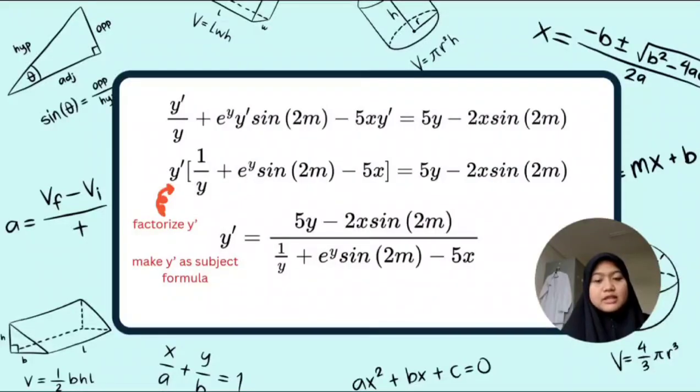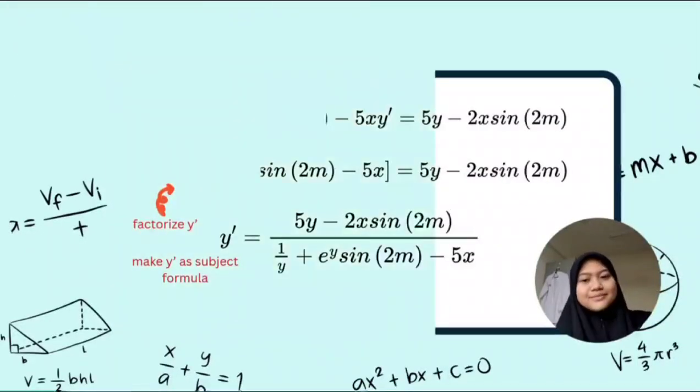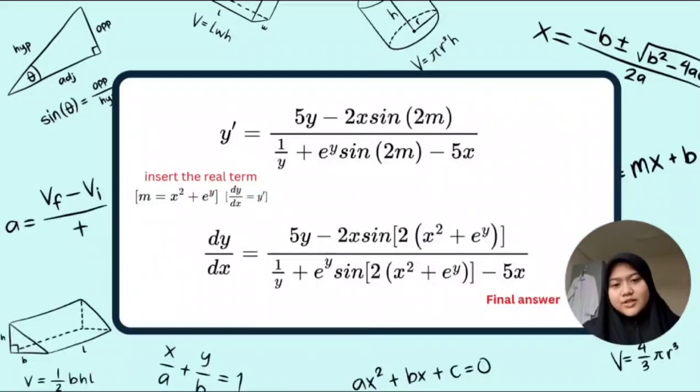So the answer will be y prime equal to (5y minus 2x sin 2m) over (1 over y plus e to the power of y sin 2m minus 5x). Alright, the first equation that you can see in this slide is not our final answer since we use m in the equation. So we need to change the m to the original term, which is x squared plus e to the power of y, and y prime to dy over dx.